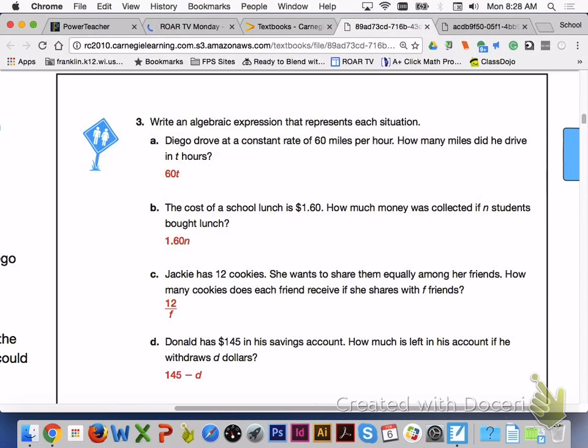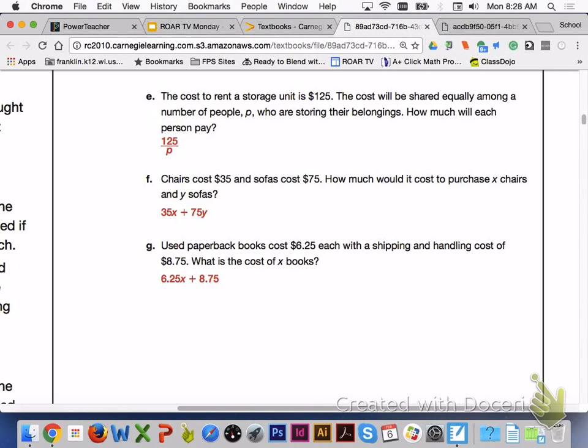For number 3, letter A, the algebraic expression 60t. Letter B, $1.60 times n. Letter C, 12 divided by F. Letter D, 145 minus D. Letter E, 125 divided by P. Letter F, 35x plus 75y. And letter G, 6.25x plus 8.75.